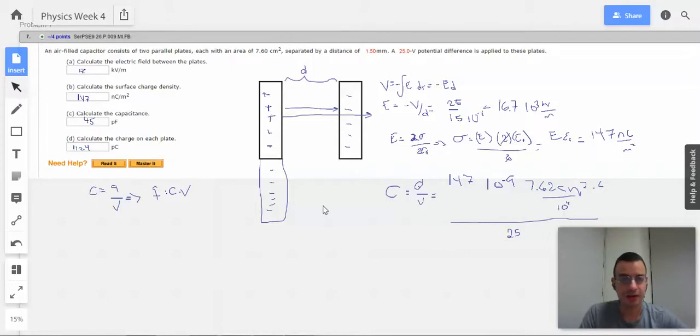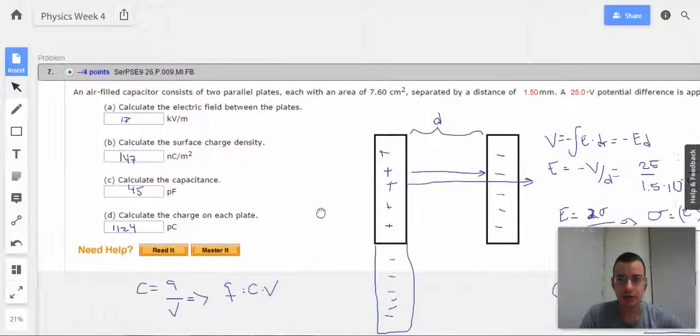So that is how I would recommend doing this problem. Hope this helped. On to the next problem, number 8.